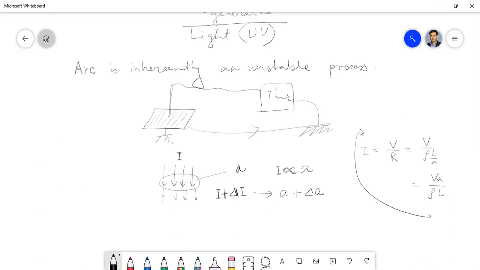Okay, this increase in area actually will increase the current further, because you see, if area is increased, the resistance will go down and the current will also increase. So that means this is an aiding process. So that means the current aids the A and A aids the current, and it will result in a thermal runaway.